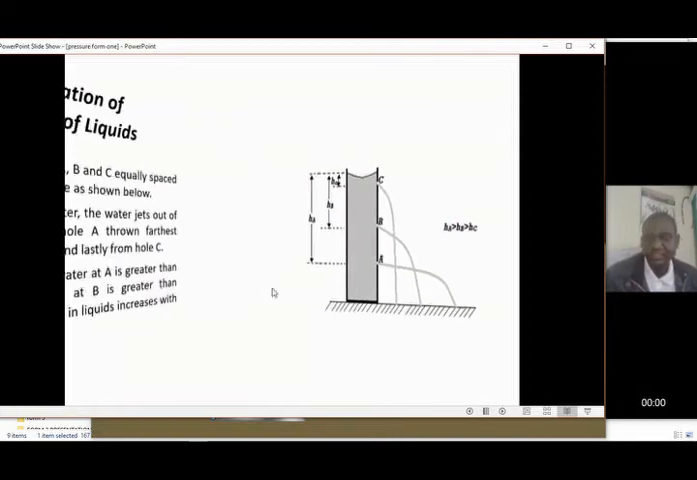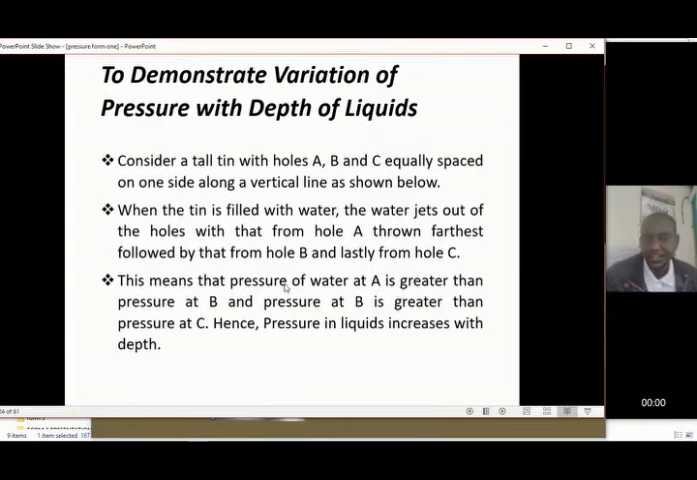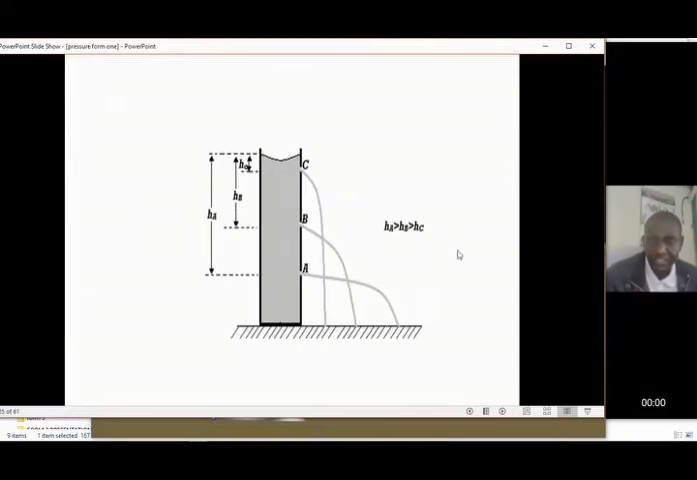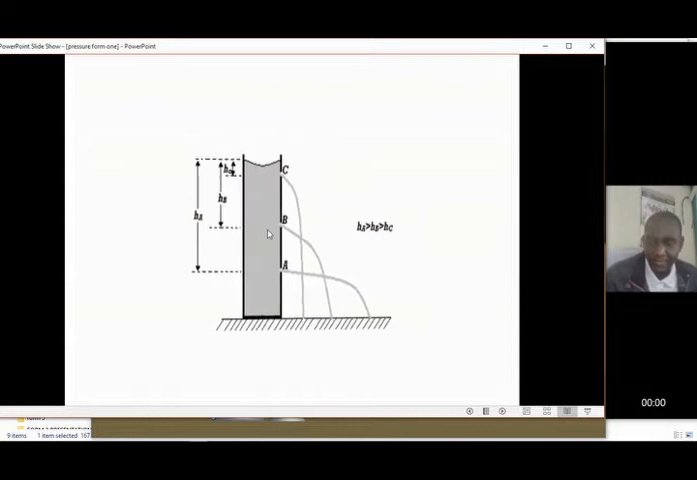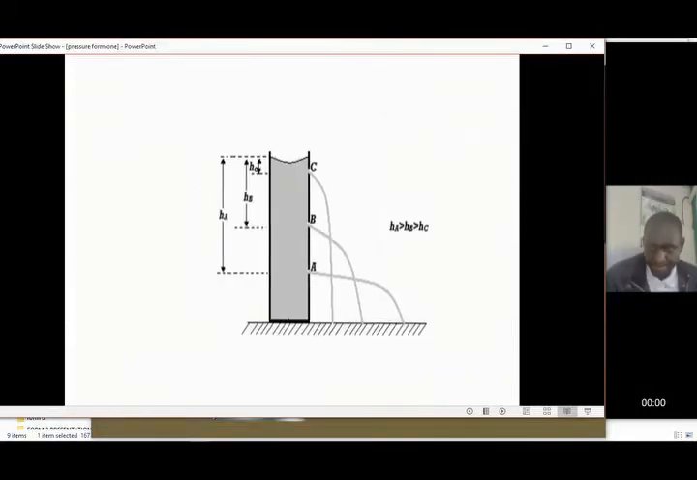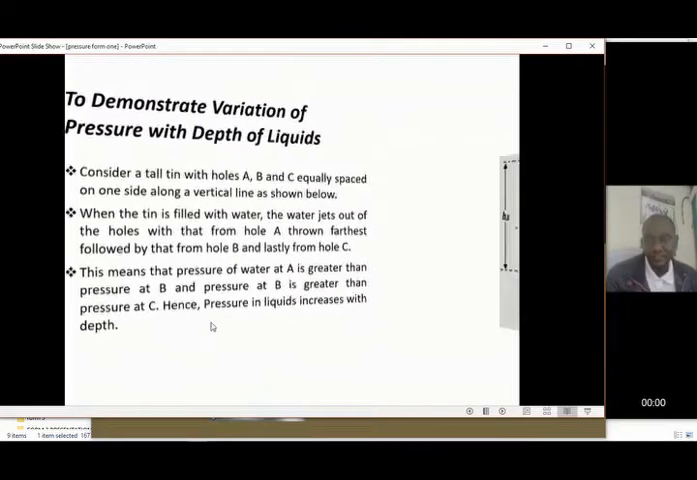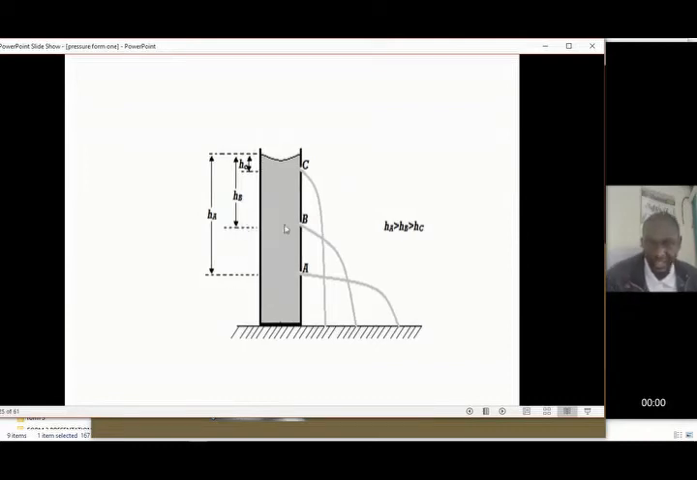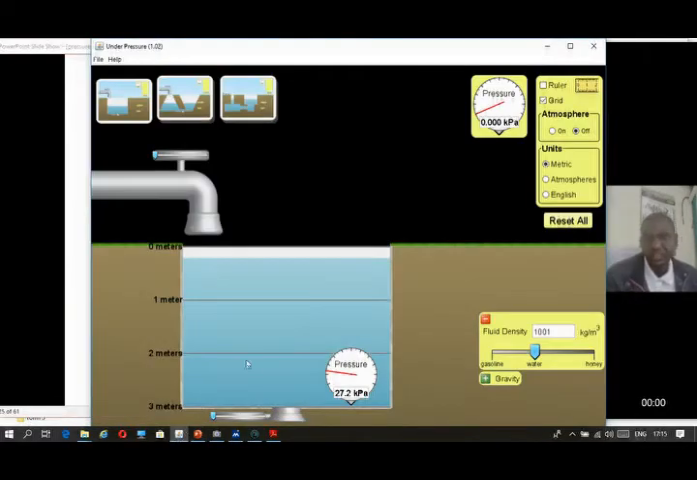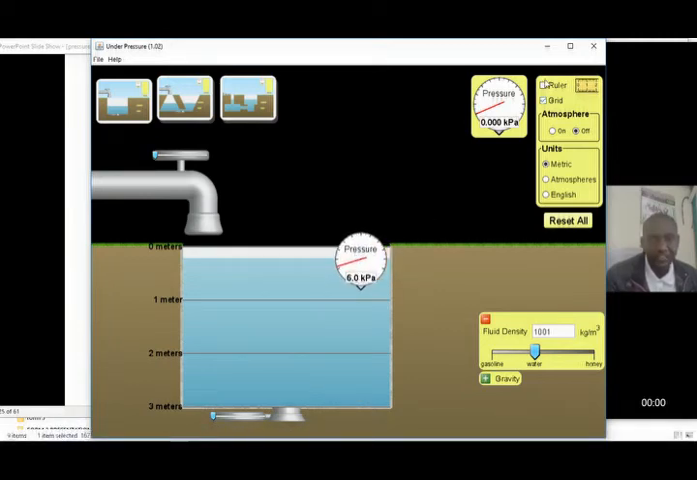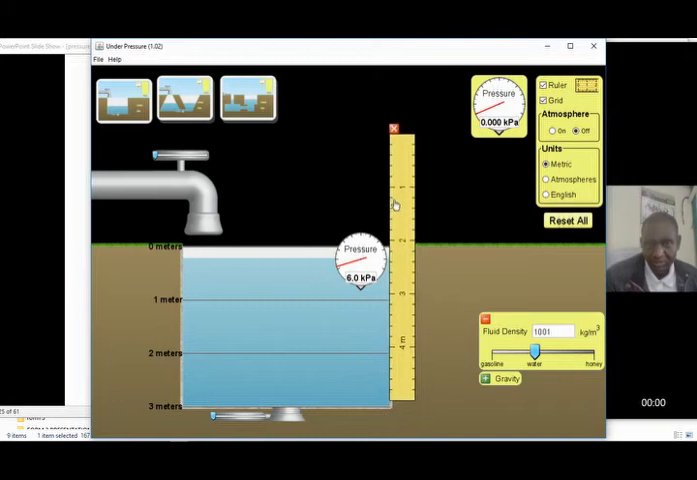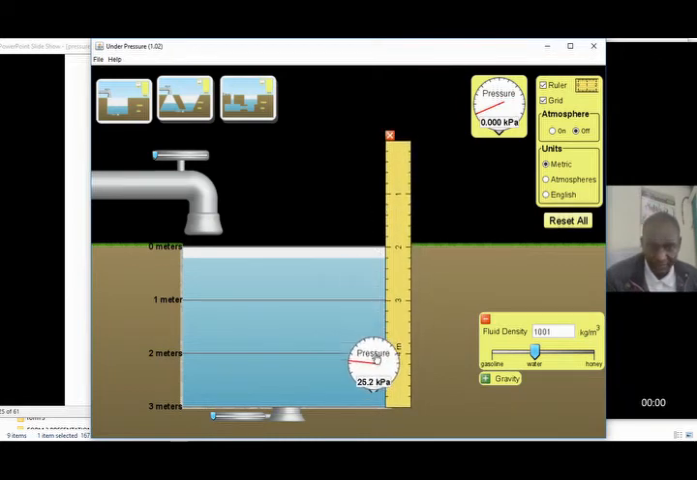Pressure increases with the depth. This means pressure of water at A is greater than pressure at B. B pressure is greater than at C, but A is the greatest. Hence, pressure in liquid increases with depth. So you have seen the respective heights. And I've also shown you the simulation that pressure increases. Even if I place a ruler here, so that we can be able to measure as well. As you come down, we measure the depth coming down like this.